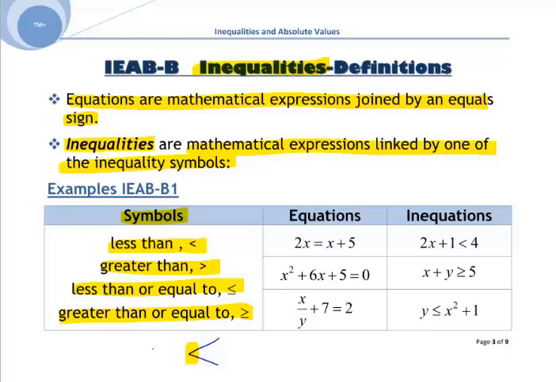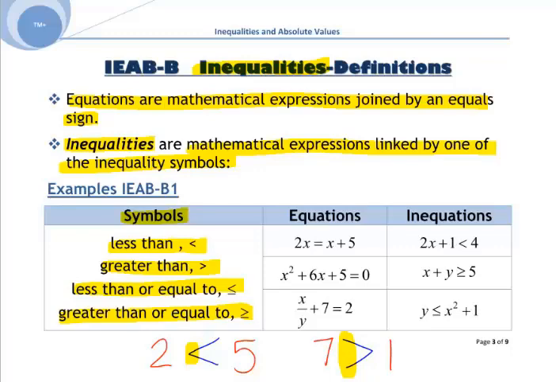So if I have a number 2 on here, that has to be smaller than whatever's on this side. So I could have 5 over here. 2 is less than 5. Okay, in contrast, if I had a greater than sign, on this side it's a bigger part of the symbol. So whatever's on this side has to be greater than what's on this side.